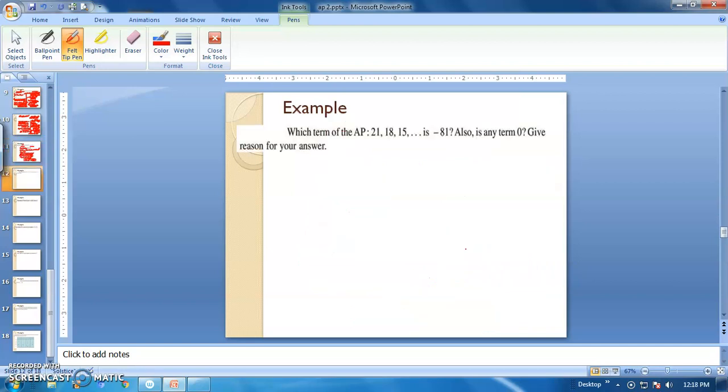And look at this. Which term of the AP 21, 18, 15, etc. is minus 81? One AP is given, 21, 18, 15, etc. They are asking whether minus 81 is the 12th term, 11th term, or 13th term of this AP. That is the first question. And next, is any term 0? Is 0 one of the terms of this AP or not? That is the second question.